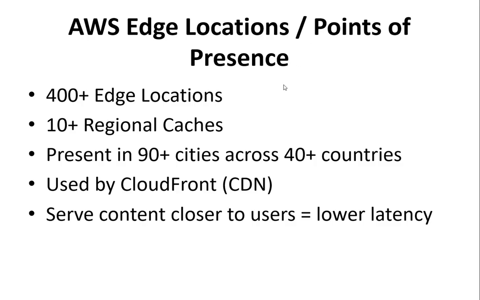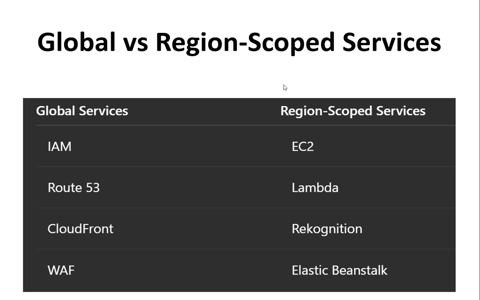Okay. The next is about global versus region scope services. It's also important to know which AWS services are global and which are tied to regions. I've provided this table so that you can see the global services: IAM, Route 53, CloudFront, and WAF. WAF is the firewall, okay? These are all global services, so you need not choose a region for them. When it comes to region scope services, you have EC2, Lambda, Rekognition, Elastic Beanstalk.